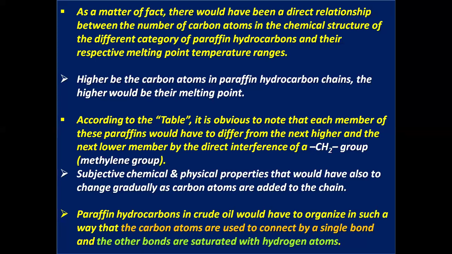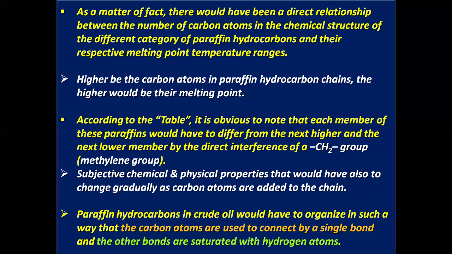As a matter of fact, there is a direct relationship between the number of carbon atoms in the chemical structure of the different categories of paraffin hydrocarbons and their respective melting point temperature ranges. Important: the higher the carbon atoms in paraffin hydrocarbon chains, the higher would be their melting point.